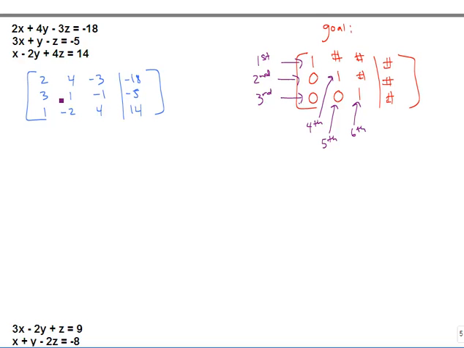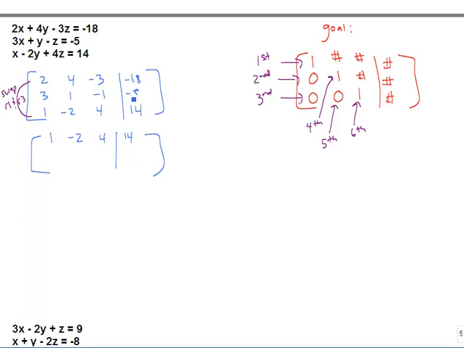So if I look at my original matrix, we're trying to get a 1 in this upper left corner. Right now there's a 2 there, but we see a 1 down here, which is good to use. All I would have to do is swap row 1 and row 3, and then I'll get that 1 in that upper left corner like I want. So let's go ahead and do that. So the top row will become 1, -2, 4, 14.